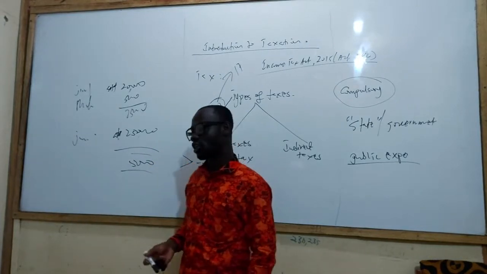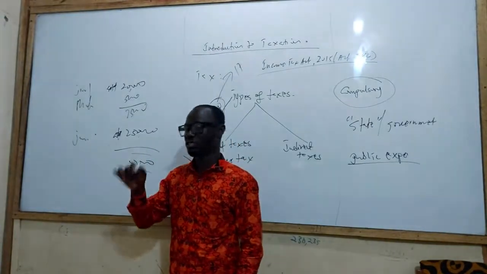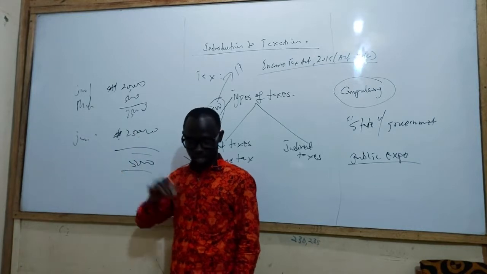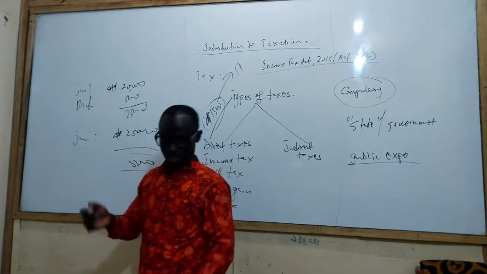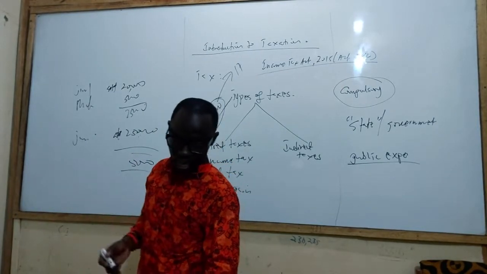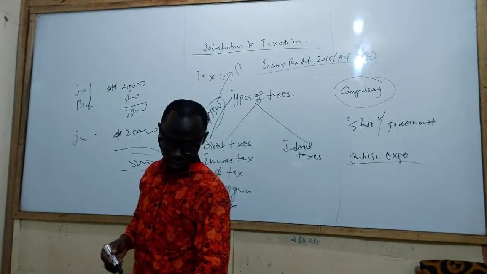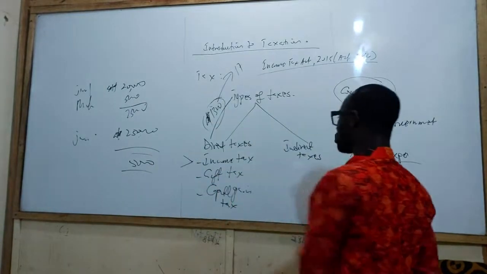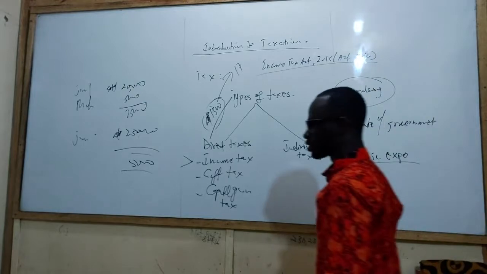Then national insurance, national health insurance levy. That, yes, the GETFund levy. All of these are indirect taxes that are charged by the government. So that is also about indirect taxes.